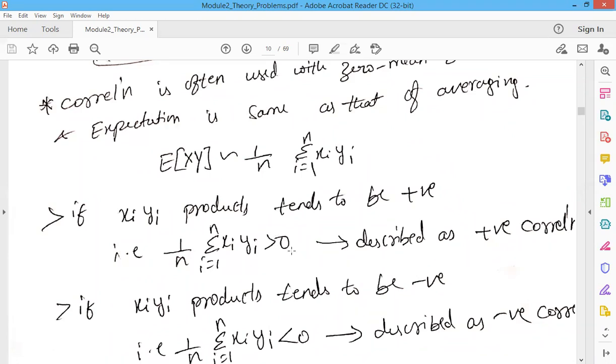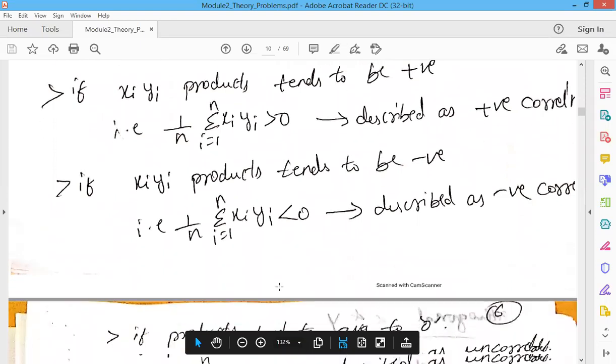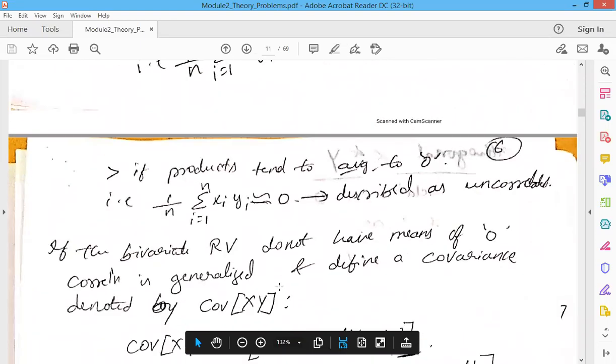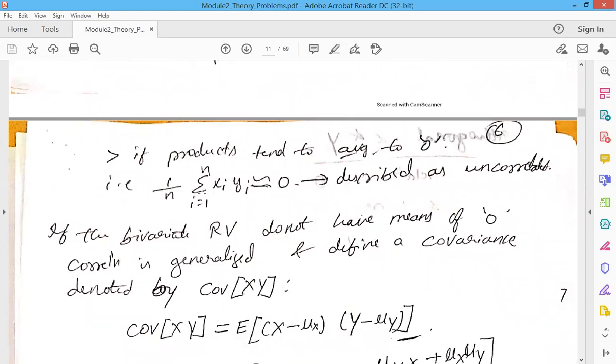So it means that it is described as positively correlated values. Similarly, if the product is negative, then we can say that they are negatively correlated. And suppose the product is 0, that is, if the average is obtained as 0, whatever this 1 by n summation xy is equal to 0, it represents that the variables x and y are uncorrelated with respect to each other. That is, they are going to remain neutral.